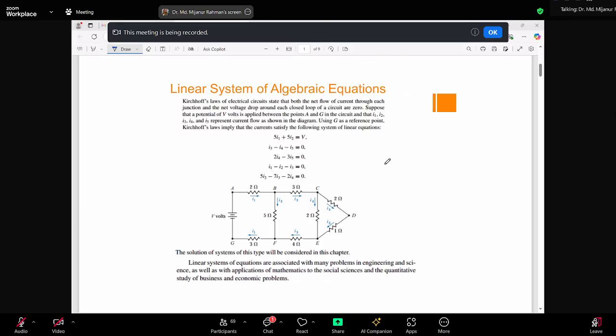Assalamu alaikum. We are going to start. First of all, is the sound clear or not? And can you see the slide, linear system of algebraic equations? Yes, sir. Can you see the PDF, linear system of algebraic equations? Yes, sir. Okay.